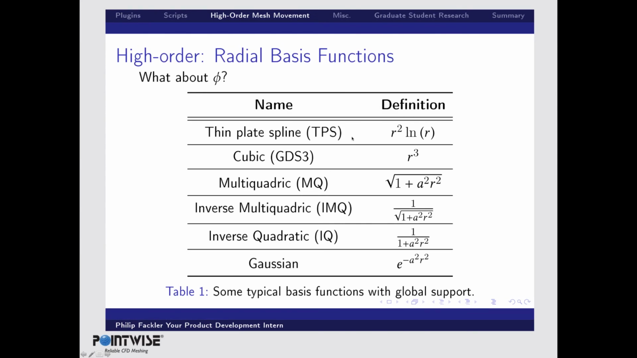So what are the possibilities for phi? Well, here are some of the more common ones. These provide global support, meaning they provide support over the entire domain. R is going to be a distance from a source point to the actual interior point. And the more commonly used ones on this slide are going to be the multi-quadric, the inverse multi-quadric, and the thin plate spline.